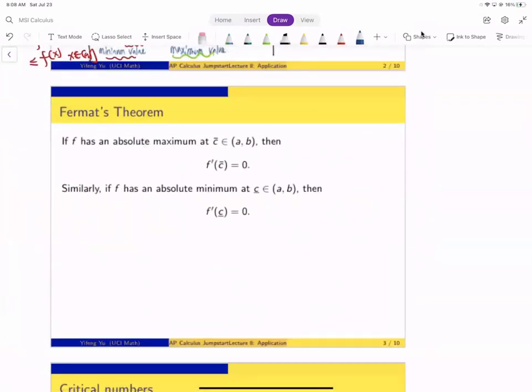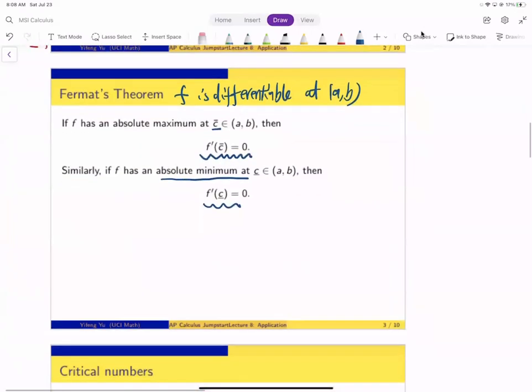Fermat's theorem says this: let's assume f is differentiable at a and b. If f is differentiable, and if f has the absolute maximum at some point, then the derivative has to be 0. If it has an absolute minimum, then the derivative is also 0. Intuitively, this is clear. Let's see why. This proof is not completely rigorous, but it's clear enough.